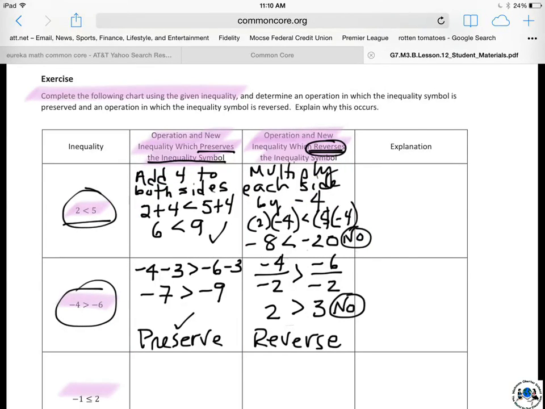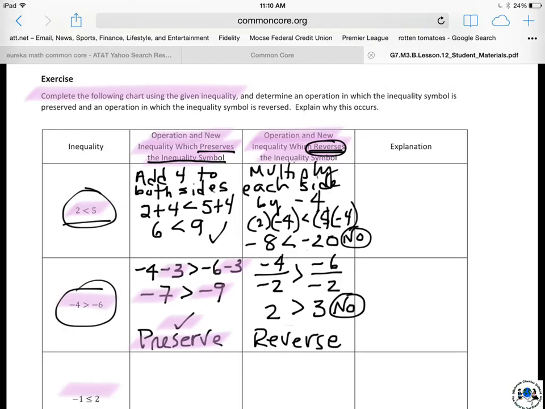Okay, so here are some answers that I came up with, and you might have too. If you have the same exact thing, I'd be very, very surprised. But I'll go over them one at a time just to show you how I preserved and how I reversed. I chose in this first one to subtract 3 from both sides. When I subtracted 3, negative 4 is greater than negative 6 became negative 7 is greater than negative 9, which is correct. And so that is preserved. The inequality symbol remains correct.